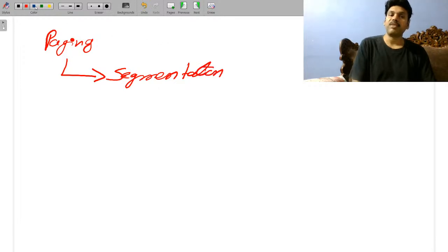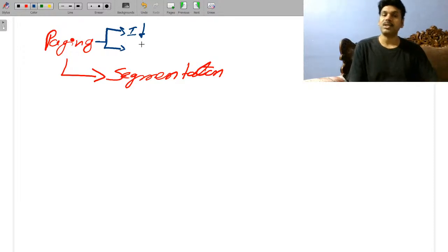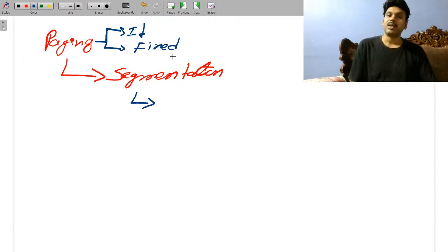Two important factors. One is internal fragmentation, and the other is that it is going to execute MFT, fixed. This is fixed, it's not dynamic. So we move to segmentation. What is segmentation? This is internal fragmentation. So segmentation is telling you that there is no internal fragmentation, and it is not fixed. It is what? Variable.